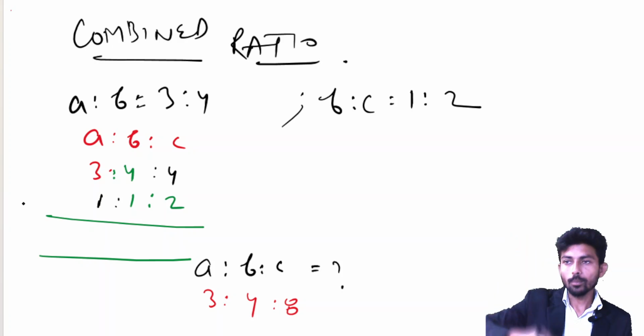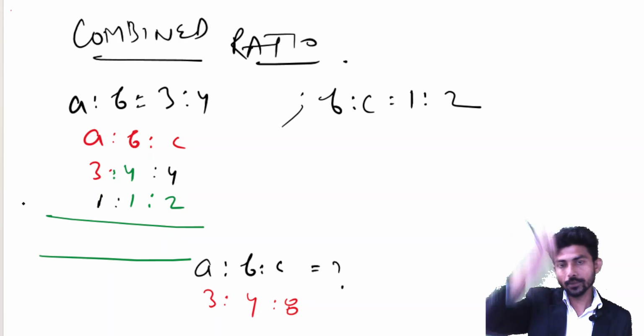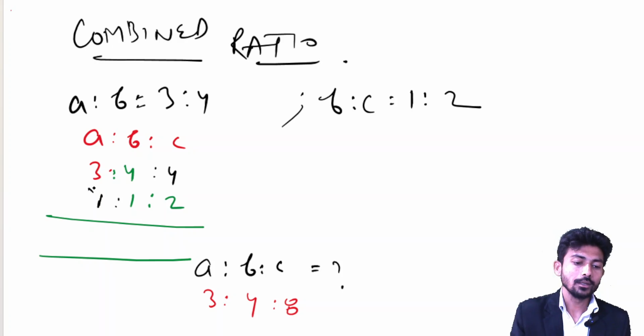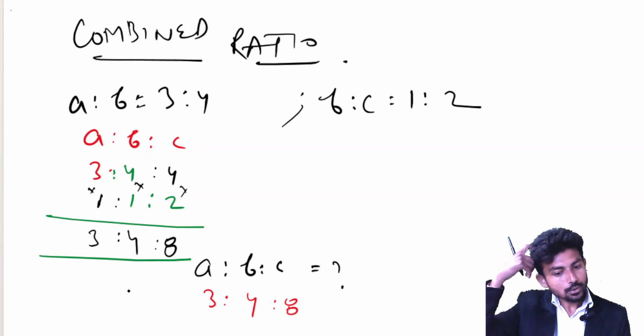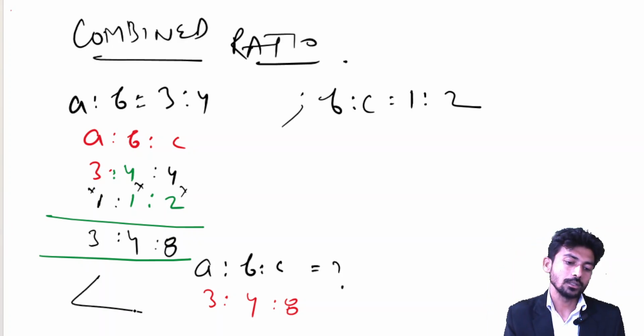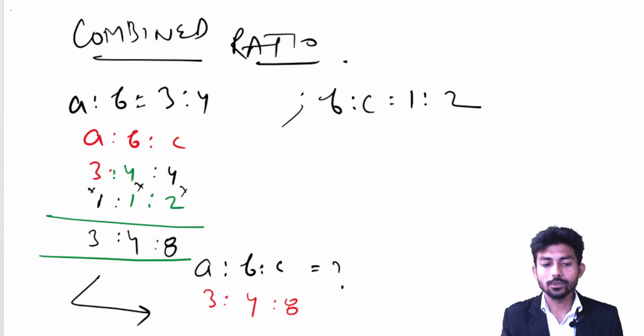Then we need to multiply vertically this way. So this 3 and 1 will multiply to give us 3. This 4 and 1 will multiply to give us 4. This 4 and 2 will multiply to give us 8. So this is the ratio of A, B, and C. That's what we calculated earlier as well.